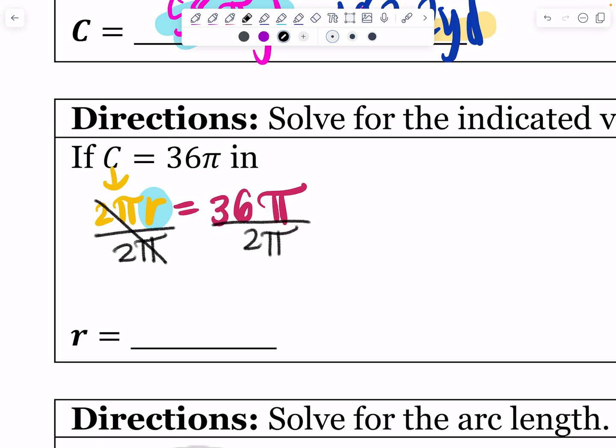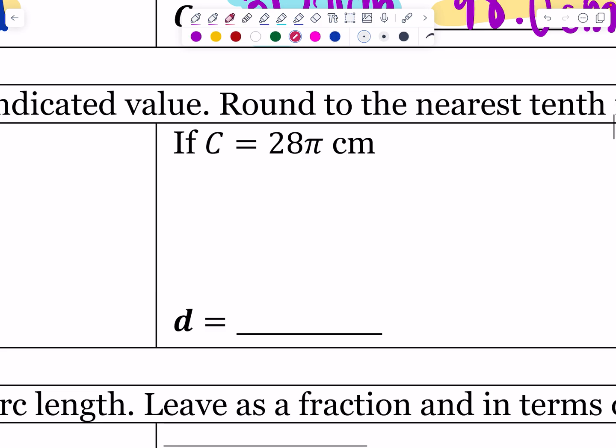And when I do that, the pi's cancel out. 36 divided by 2 gives me a radius of 18. So I'd have a radius of 18 inches. My original radius must have been 18 if my circumference is 36 pi. Okay, I can do that again.